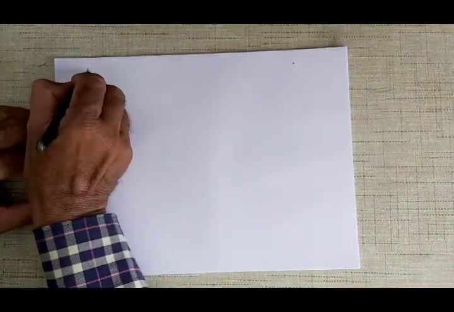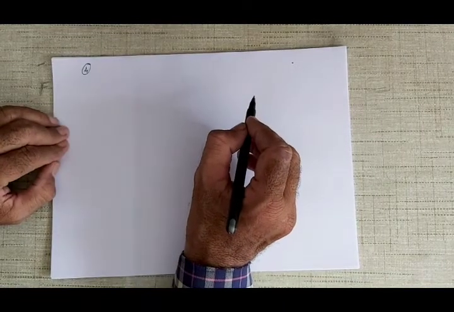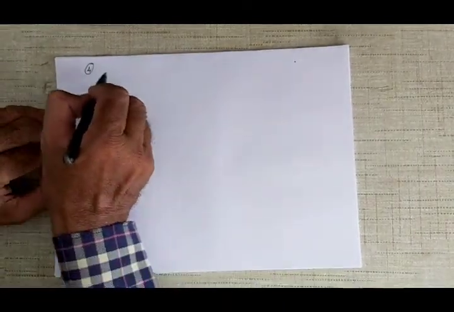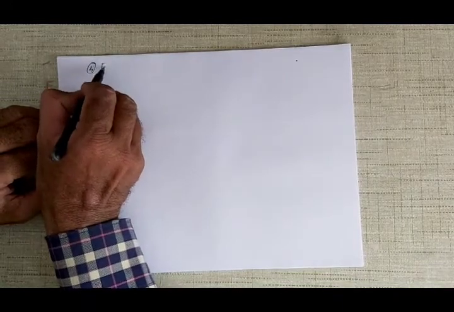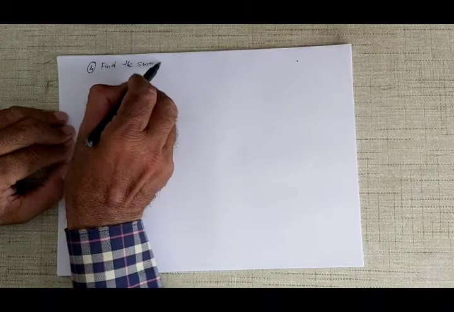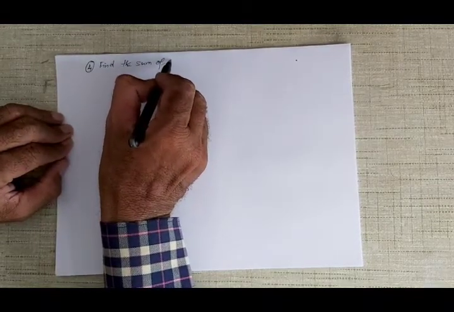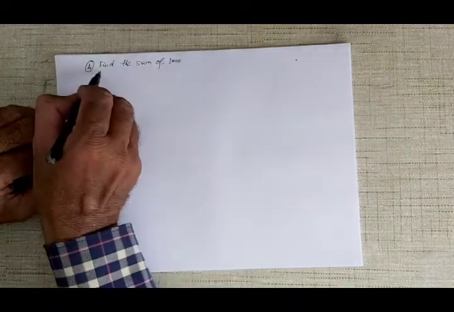After that, we'll have a look at another one. Okay, another question is, this is number 4. Let us take another example, number 4. All right, and in here it says find the sum of the first 1000 positive integers.